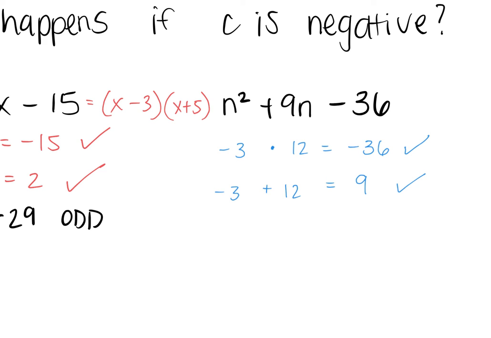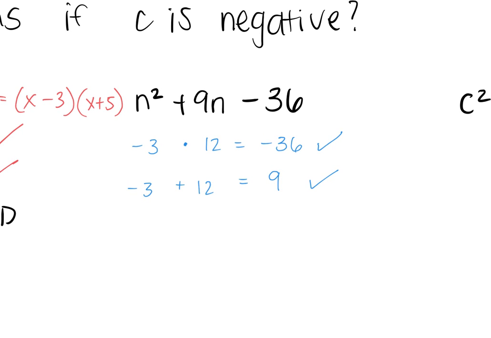Was one negative, one positive? Yeah. So that's holding up still. I think it's safe to say that's a common trend, right? So let's write this in factored form. Nicole, give it your best shot. N minus 3. N plus 12. Good. Okay. N minus 3, N plus 12.